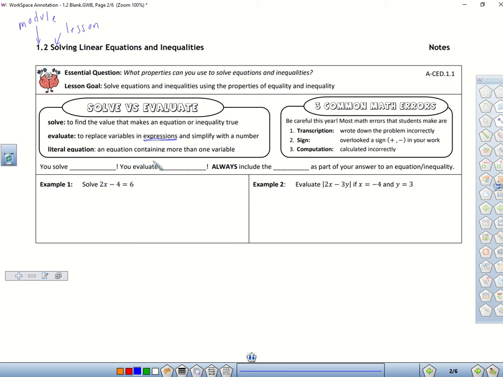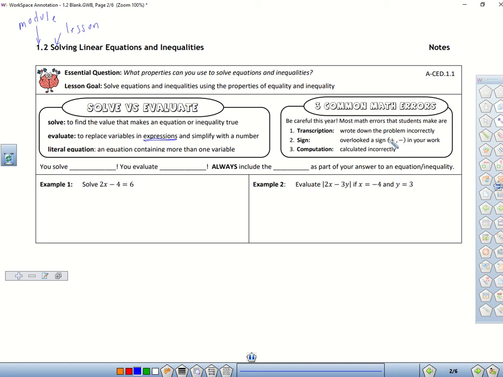And then a literal equation is an equation containing more than one variable. So oftentimes when you're dealing with a literal equation, you're going to be asked to go ahead and solve for a certain variable. And it's going to look like an equation.